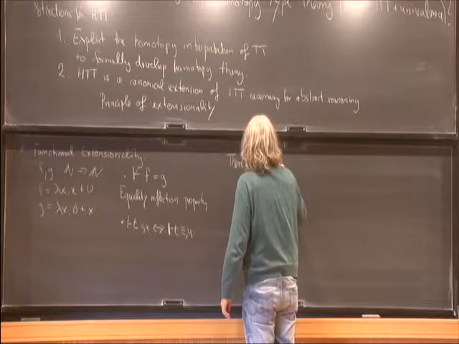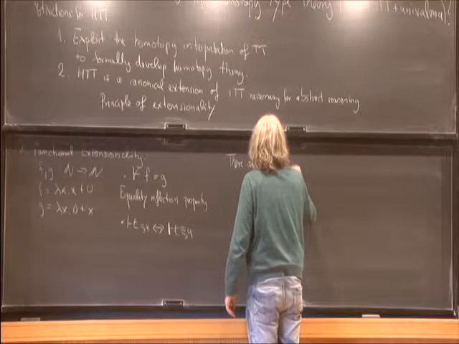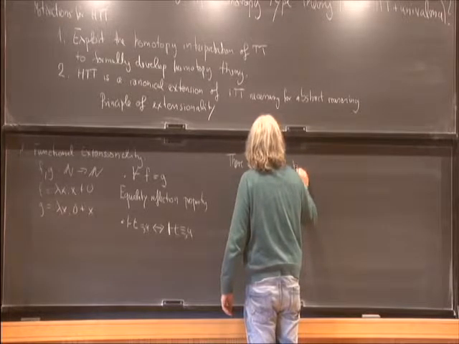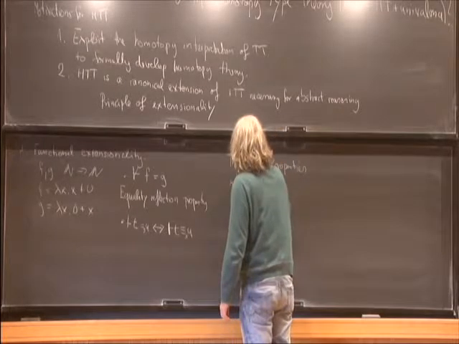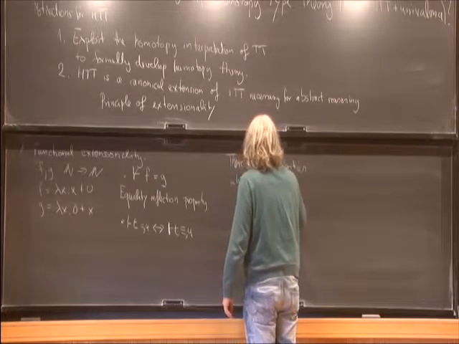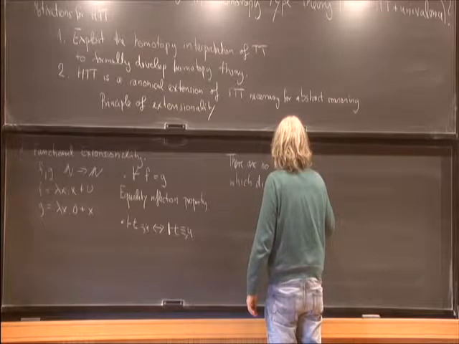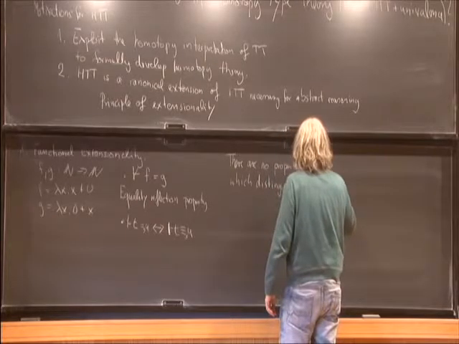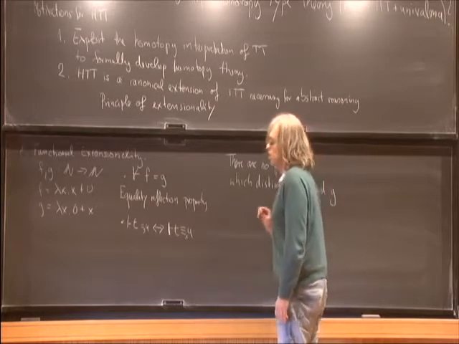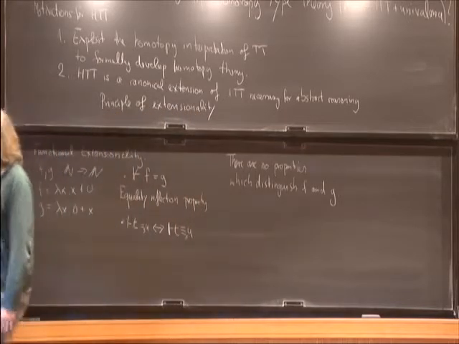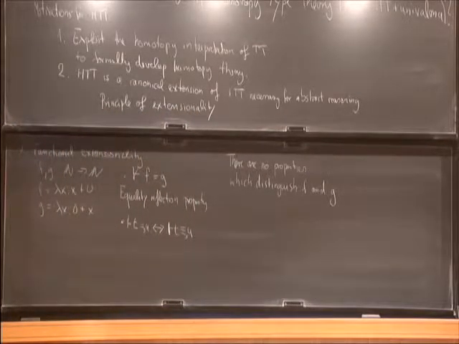there are no properties which distinguish f and g. And we can prove this using the setoid model, but I don't want to go into the details.